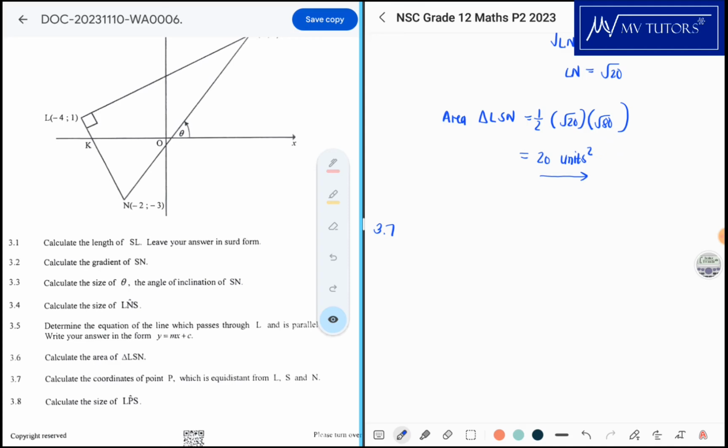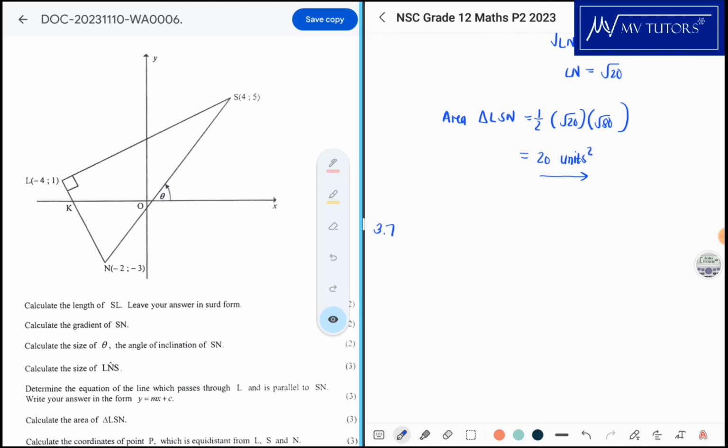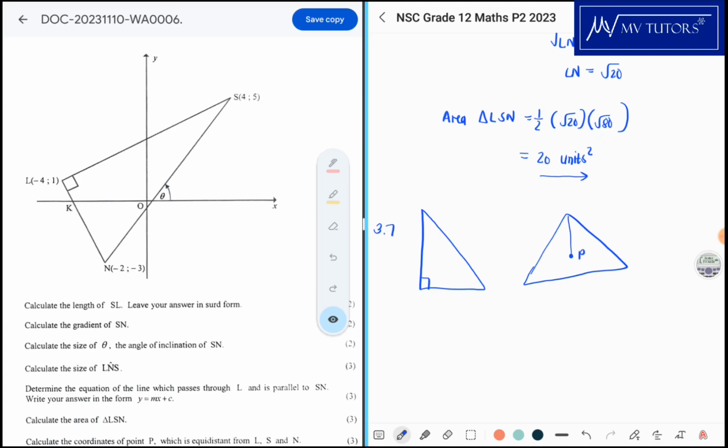All right, so what do we say about this equidistant? We have a right angle triangle, by the way. Okay, I'm just going to draw it. If it was just a random triangle, equidistant means if I have a point P here, the distance here is the same, that would also be the same, and that would also be the same. So that's equidistant, if we have a random triangle.